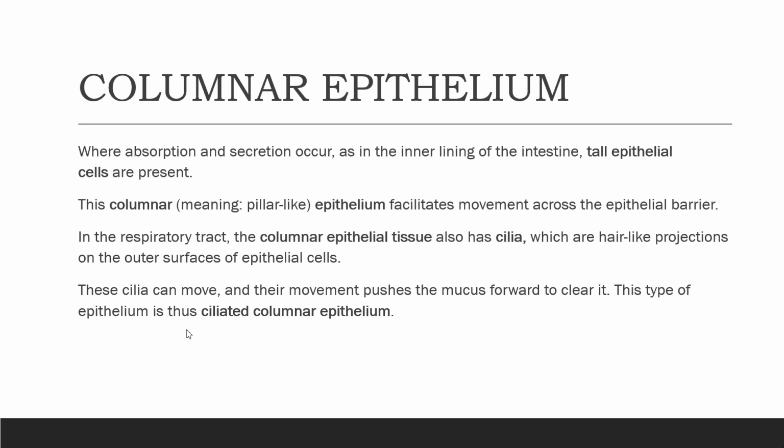Okay, so in the respiratory tract, the columnar epithelial tissue has cilia, and the cilia are hair-like projections. These cilia can move, and their movement pushes the mucus forward to clear it. This type of epithelium is called ciliated columnar epithelium. So one can say columnar epithelial cells or tissues are modified into the ciliated columnar epithelium.